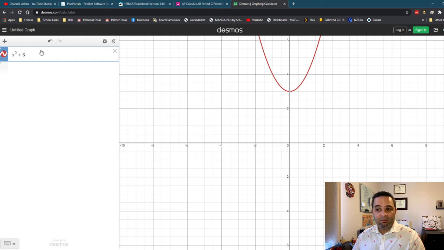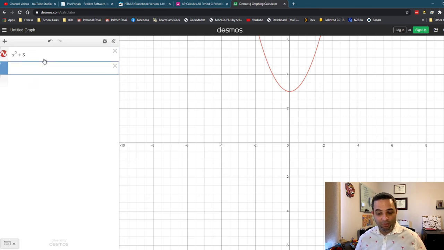Now I can't restrict it here on Desmos. So we said x had to be less than 0. So remember that. We're only going to look at this half of the graph, the left side of the graph. The right side I would not be looking at because x had to be less than 0. Then the other function was negative square root of x minus 3.